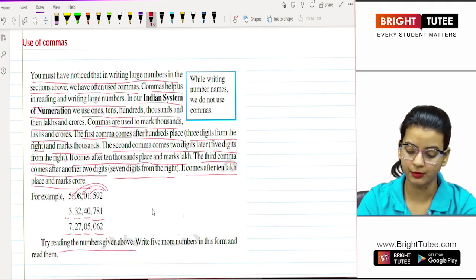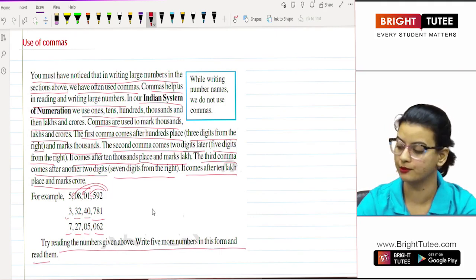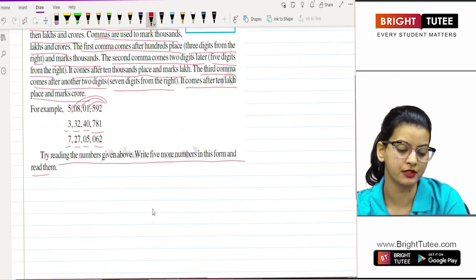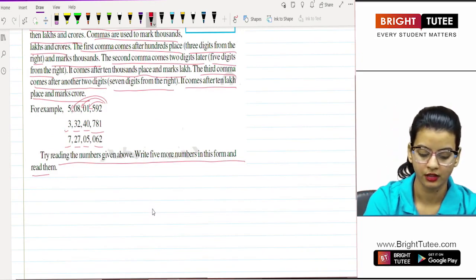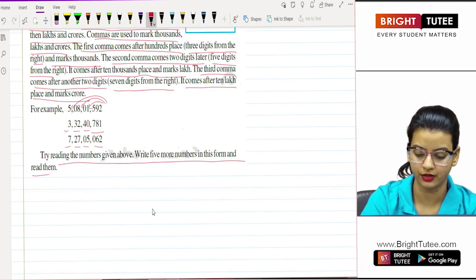So try reading the numbers given above and write 5 more numbers in this form and read them. So let's write some more numbers in this form. Okay. Let me first write an 8-digit or 9-digit number. So I will write 3, 2, 4, 1, 7.